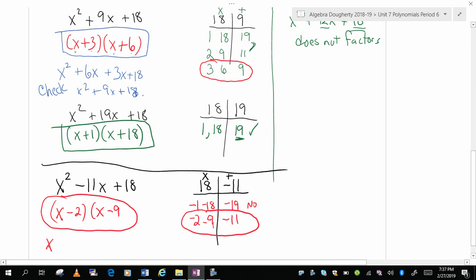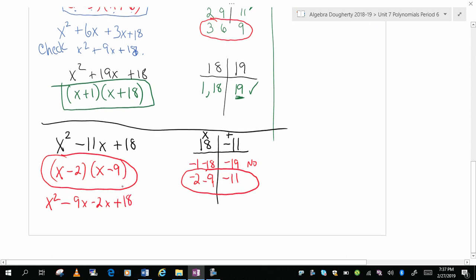And again, if we were to check this, we would see, oh, we did the double distributive property. Now we get x squared minus 11x plus 18. Our work checks. This is awesome. But they both could be negative.